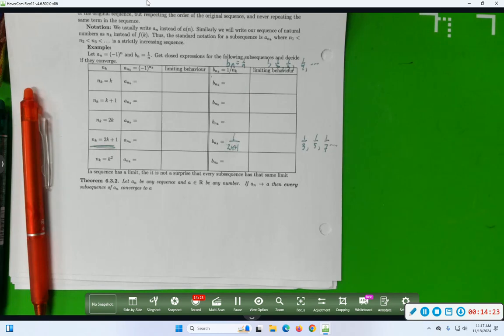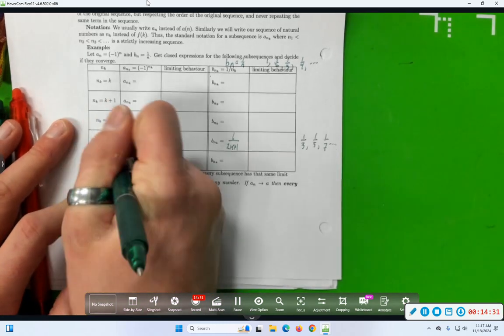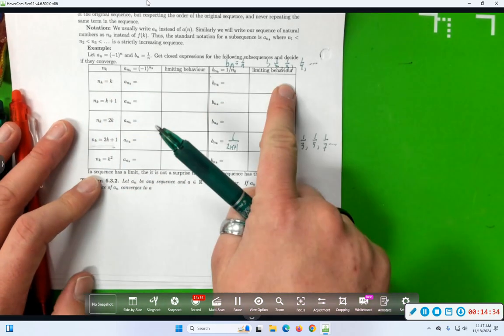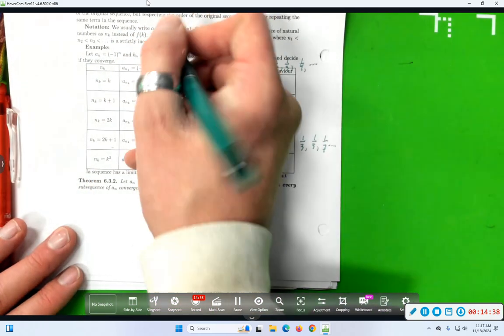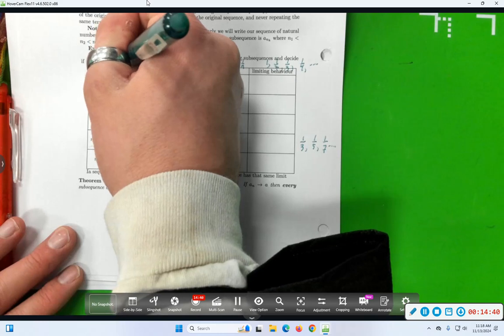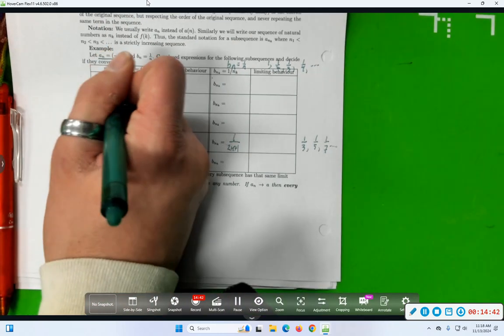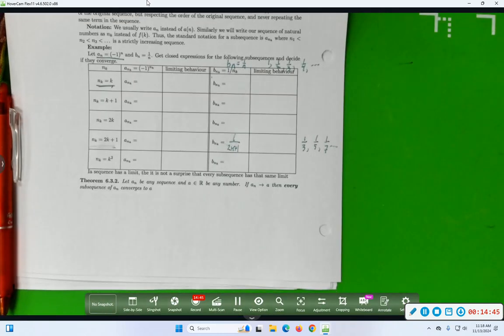All right, so let's fill in some of the rest of this table. Maybe this first row we'll talk about together. So if a sub n is negative 1 to the n, and I take the strictly increasing sequence n sub k equal to k, is that a strictly increasing sequence? Yeah, as k gets bigger, k gets bigger.